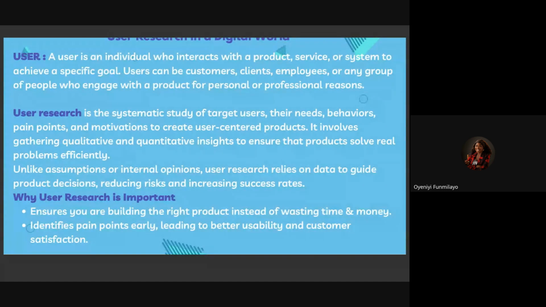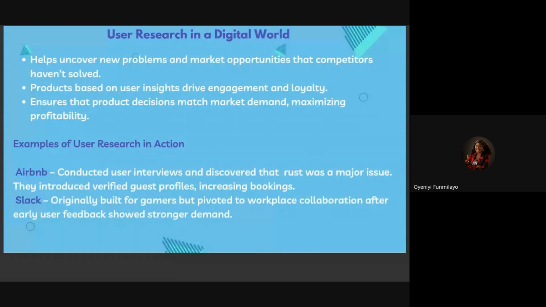Because when you do user research now, you can easily know which one is really a big problem for users, and then you focus on that one that is really a high value problem instead of building something that is a low value problem. I said it helps uncover new problems and market opportunities that competitors haven't even solved, right?